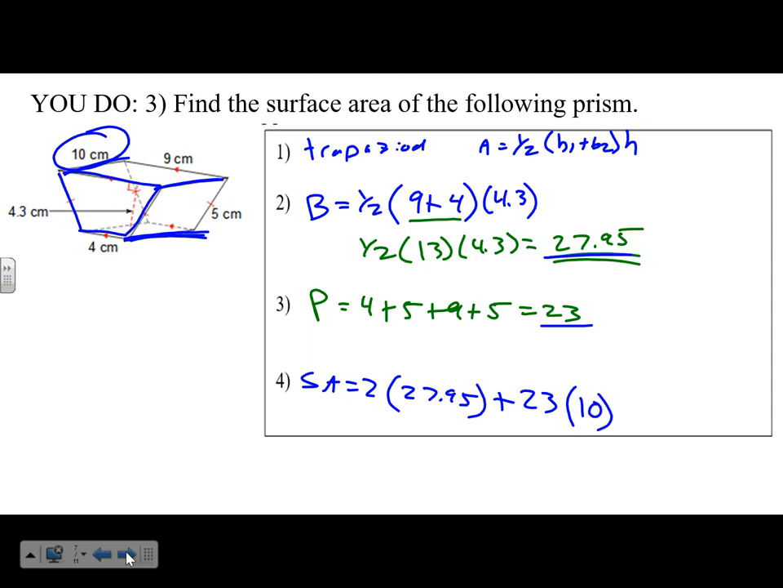So 2 times 27.95 is 55.9. 23 times 10 is 230. Add those together, you get 285.9.